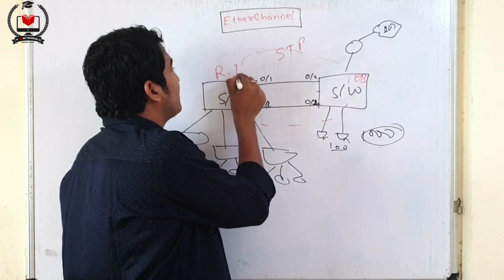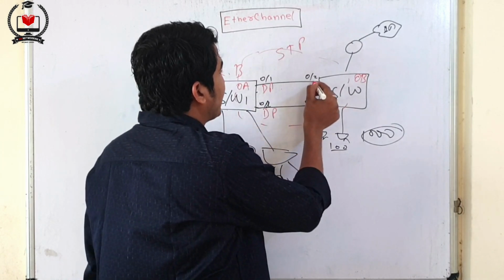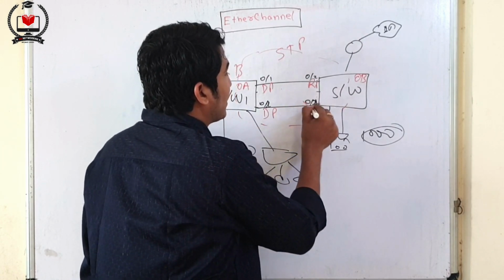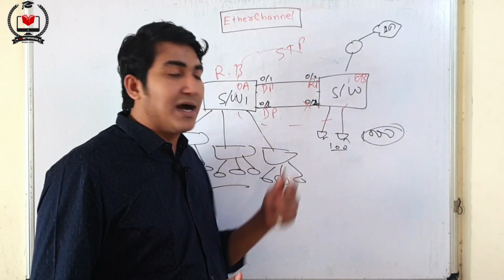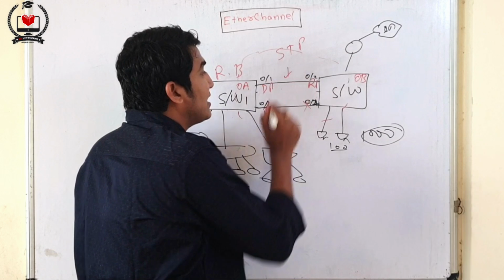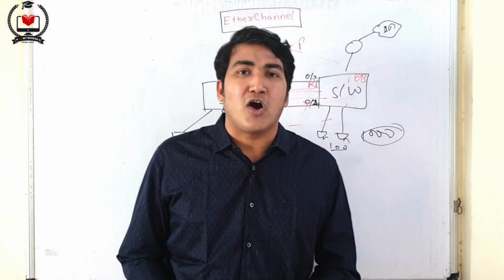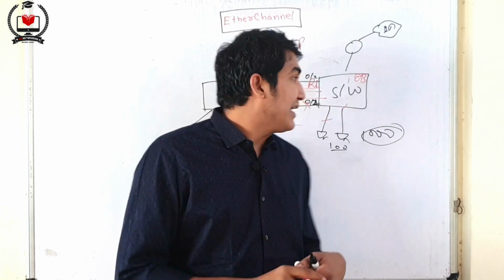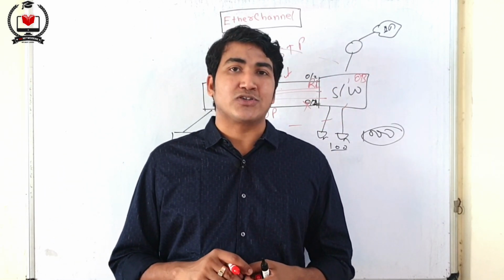This switch will become what? Root bridge. This port will become DP, this port will become DP, this port will become what? RP, and this port will become alternate. So STP will block the alternate path. Yes, this path. Again, all user will use only this path. Even you will connect 8 link between these switches, STP will allow you to use only a single link, right? STP will block 7 link, right, between switch 1 and switch 2.